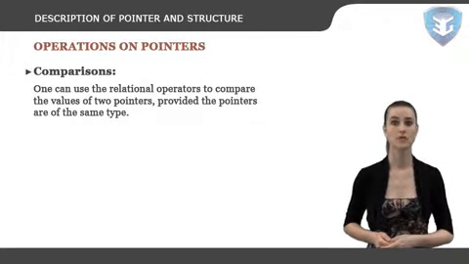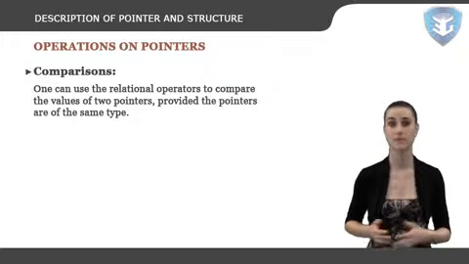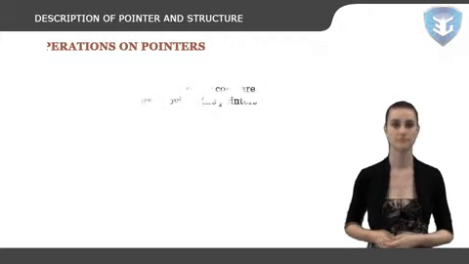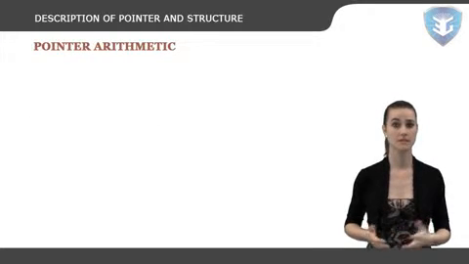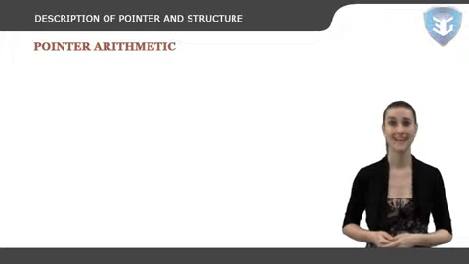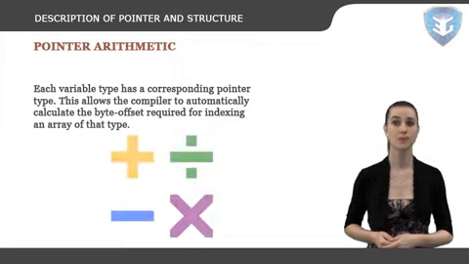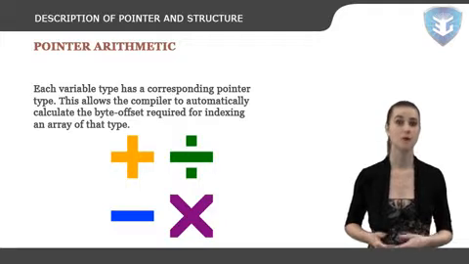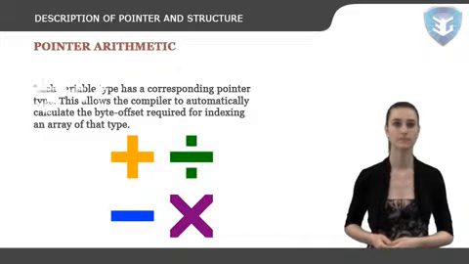Comparisons. One can use the relational operators to compare the values of two pointers, provided the pointers are of the same type. We shall now discuss pointer arithmetic. Each variable type has a corresponding pointer type. This allows the compiler to automatically calculate the byte offset required for indexing an array of that type.